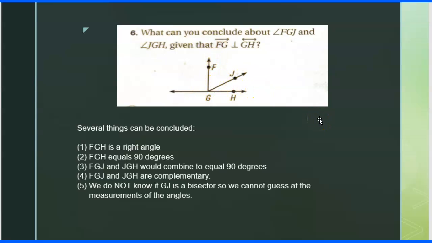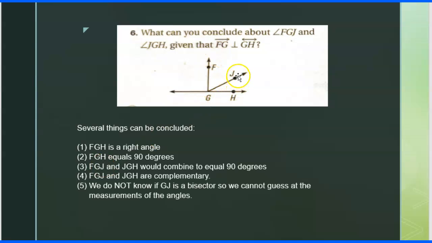So I go back a little further and I conclude that FGH, which they don't ask about, is a right angle because of this: FG is perpendicular to GH. So I go ahead and make that statement. FGH is a right angle. And that's just from the information given if I were doing a proof and I needed a reason. Then FGH equals 90 degrees. That would be the definition of a right angle.